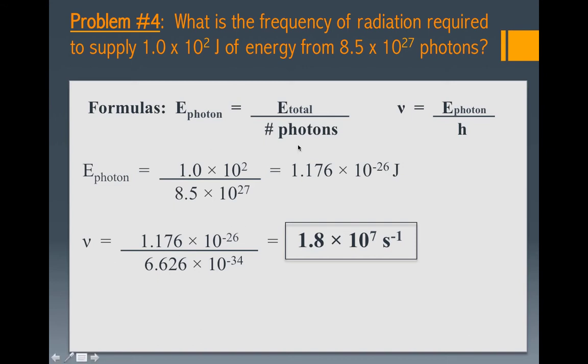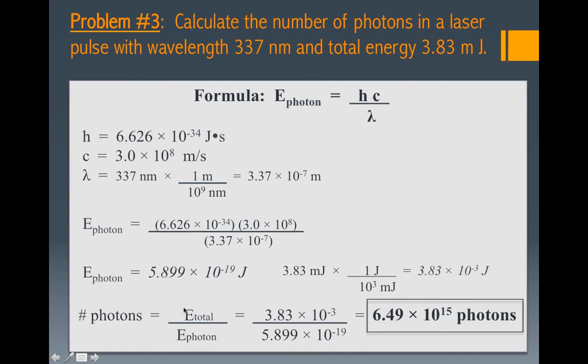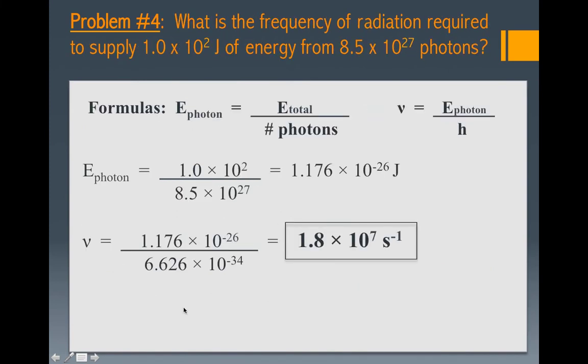Second problem: what is the frequency of radiation required to supply 1 times 10 to the second joules of energy from 8.5 times 10 to the 27th photons? So I'm going to use that equation from before, E photon equals E total over number of photons. Notice it's just a rearrangement of this equation. You can rearrange it however you need to use it.